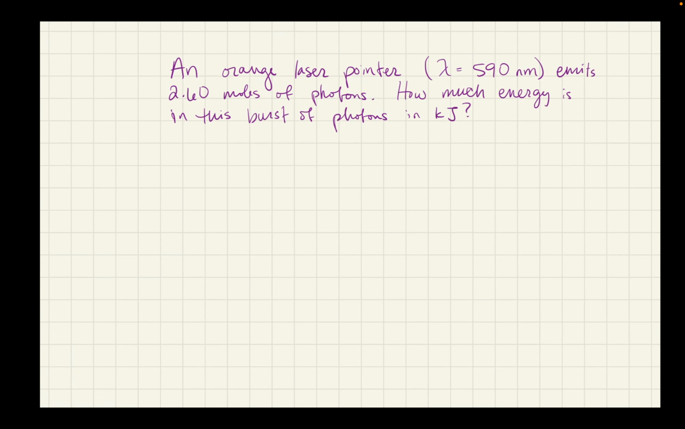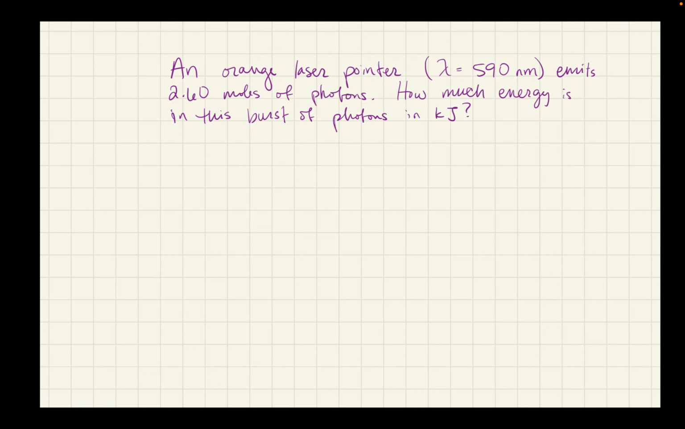I would call this a burst of photons problem. It's super typical on the Clemson Chemistry 1 exam. Let's read it together. It says, an orange laser pointer with a wavelength of 590 nanometers emits 2.60 moles of photons. How much energy is in this burst of photons in kilojoules? I literally said the word burst of photons, but it doesn't have to literally say it. It can be collection of photons, group of photons, any sort of synonym like that.